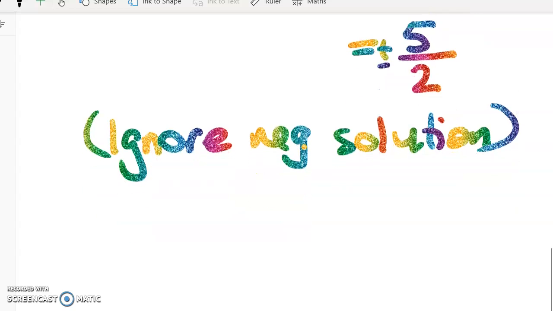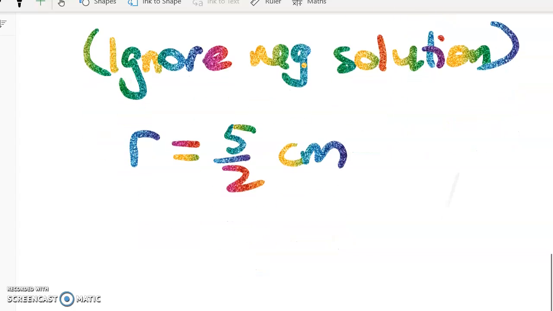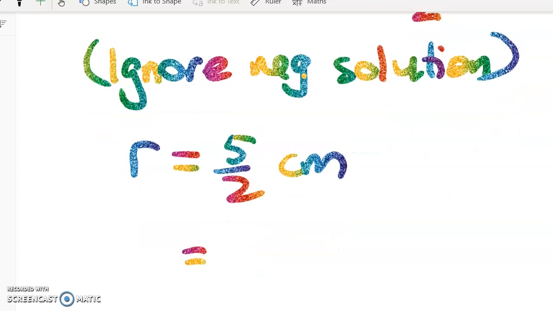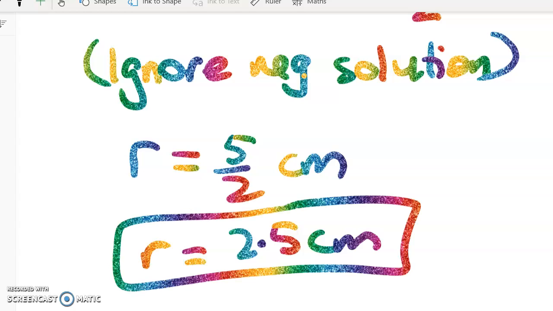Right, so that means that our answer is that r is equal to 5 over 2 centimetres, or it seems a bit weird to leave it as 5 over 2, so let's write it as 2.5 centimetres. So there you go, that's question 1c done.